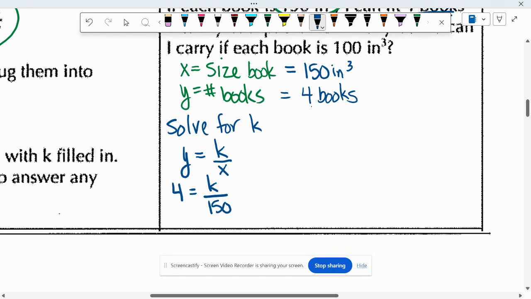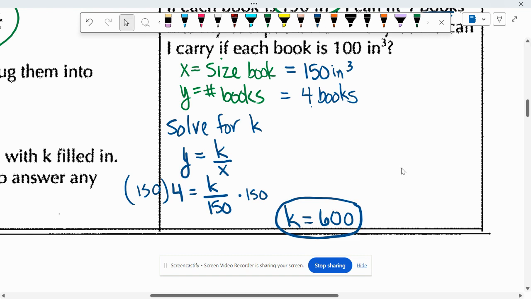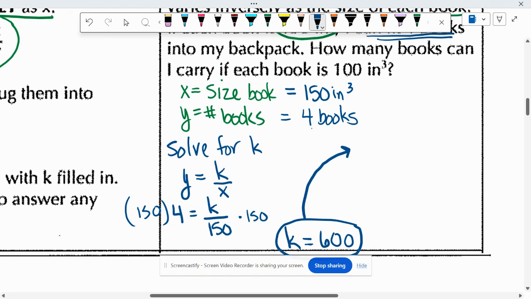How do I solve? How do I get K all by itself? Yeah, multiply both sides by 150. So I find out that K equals 600. K equals 600. So that's the first thing that you have to do. You have to find your constant of variation, K.